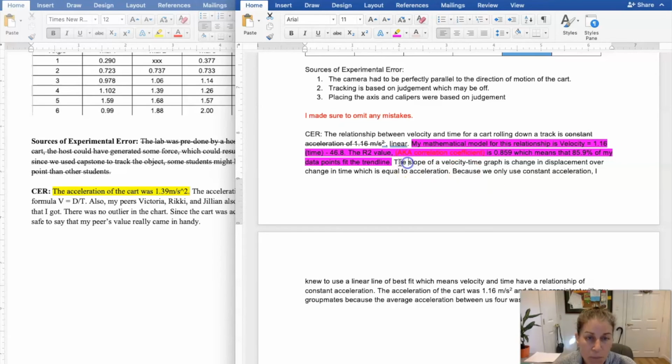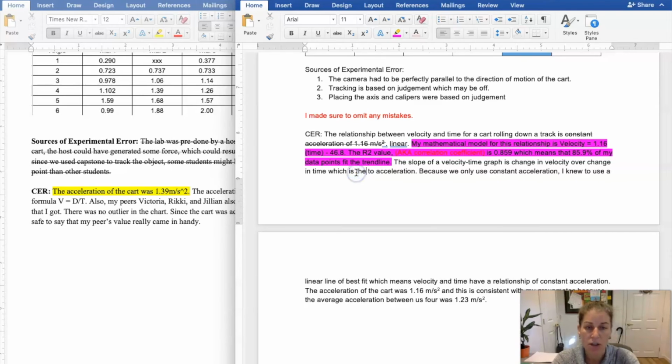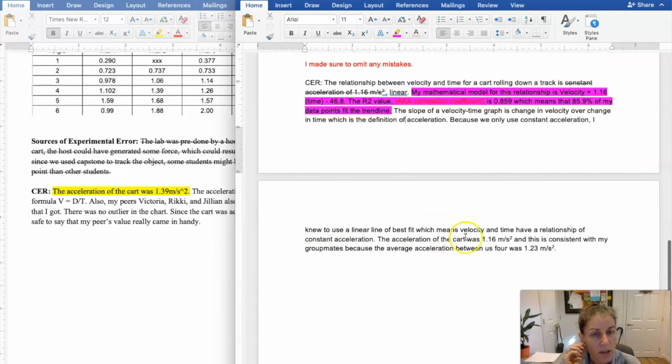So then, the slope of a velocity time graph is change in displacement over change in time, which is equal to acceleration. So this is a mistake. This should say change in velocity. So that was just a typo, over change in time, which is equal to acceleration, which I would even say is the definition of acceleration. Because we only use constant acceleration, I knew to use a linear line.